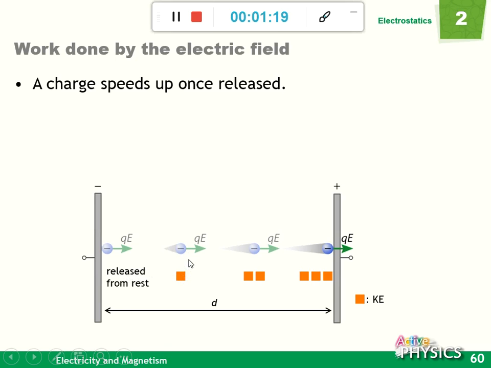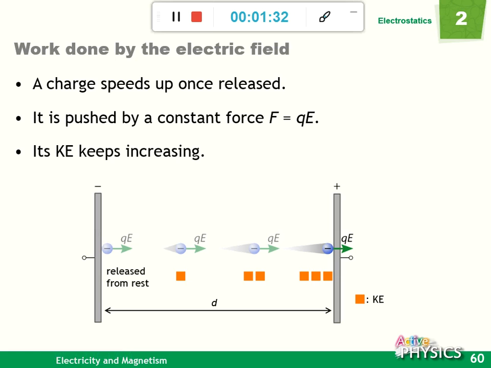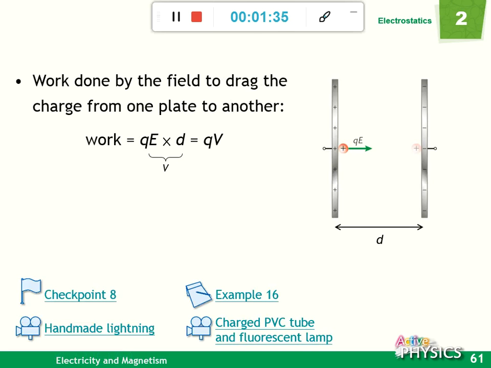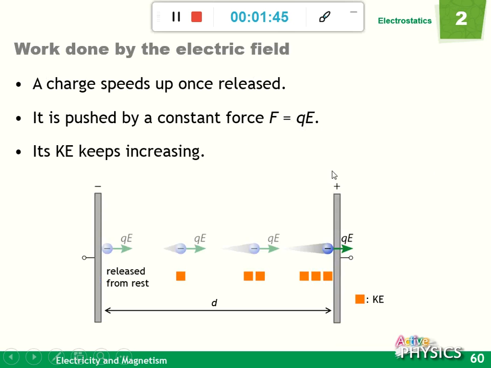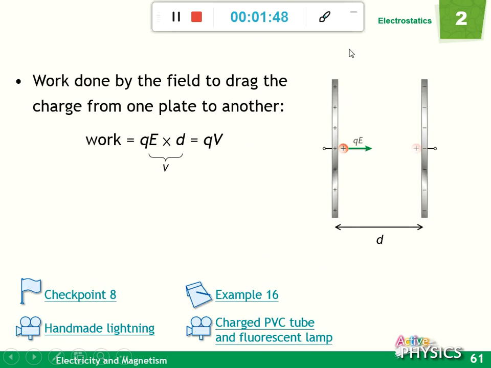Because this one is the work done. Work done should be Fs. We have F, we also have s. The force acting on it should be QE. KE keeps increasing. Then what is your work done? Work done should be the force times distance. From the negative plate to the positive plate, the total displacement should be the separation d, and also keep the same force, QE. Combine them together, we have QEd.